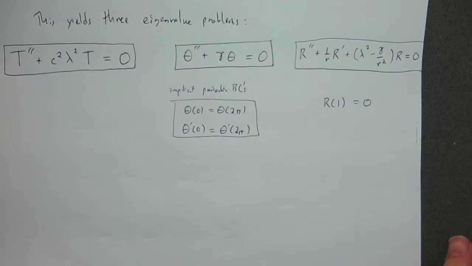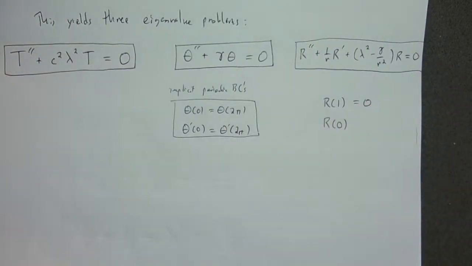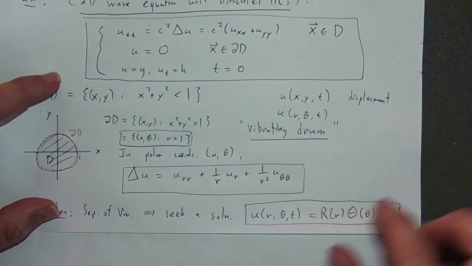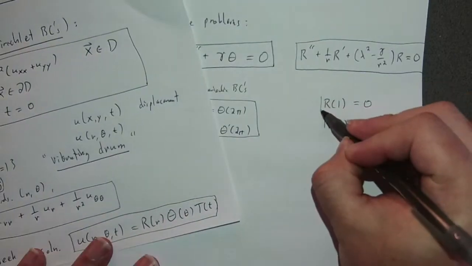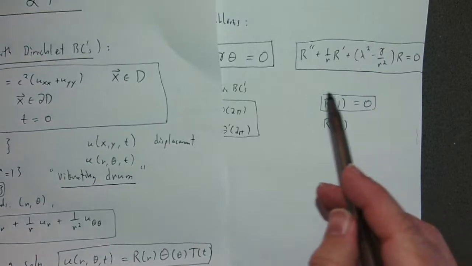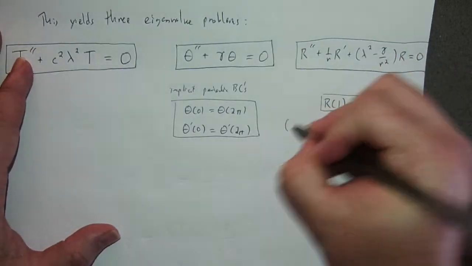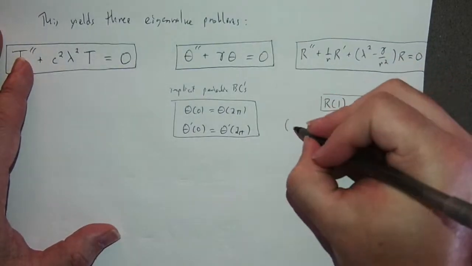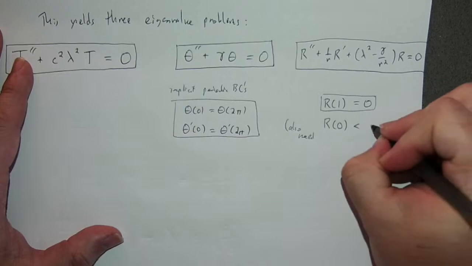Okay. But then what about R of 0? Right? So R of 1 is what I get. Now, the problem here is the entire boundary is encapsulated by this boundary condition here. So this BC is basically entirely encapsulated here. It turns out that we're going to need something else. So this is not going to be enough. We are going to also need that R of 0 is finite.